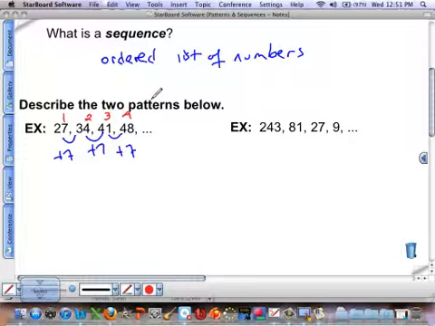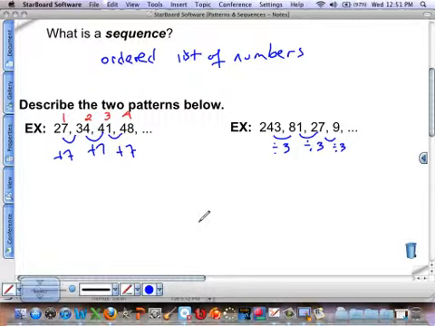All right, what about the next example? Okay, Lucas? You divide by 3. We're dividing by 3 every time.